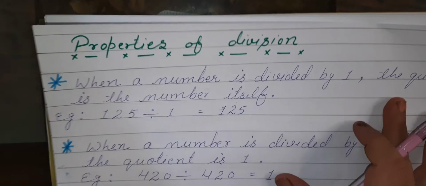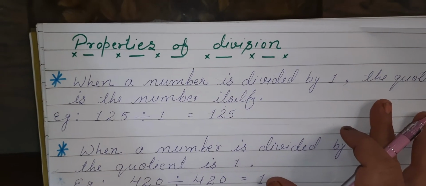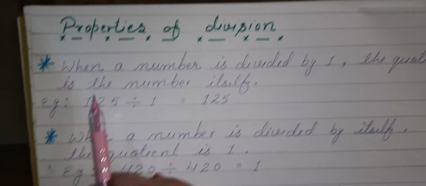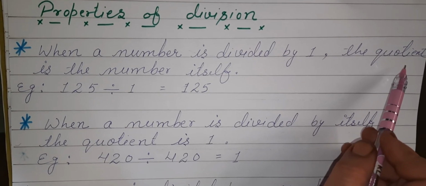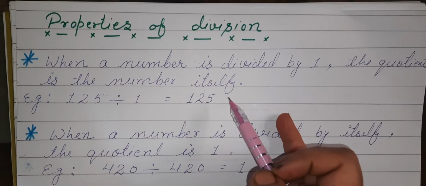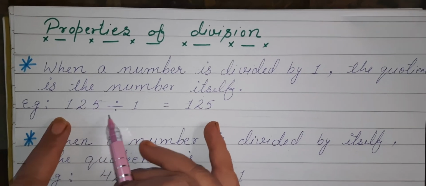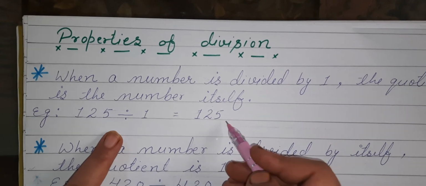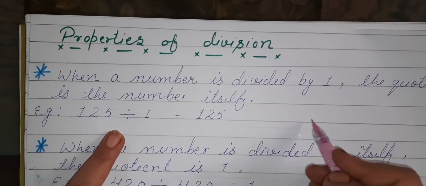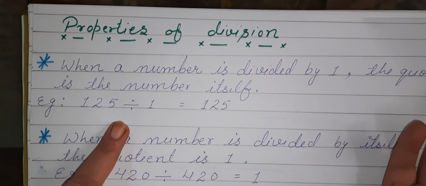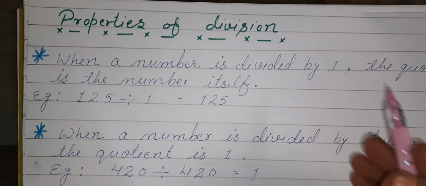properties of division. Properties means, students, some important rules of division. Now the first rule is, when a number is divided by 1, the quotient is the number itself. Example, our number is 125 and I am dividing it by 1. I am getting the same number. Suppose my number is 10 and I am dividing 10 by 1. My answer is 10. When we divide a number by 1, we get the same number.